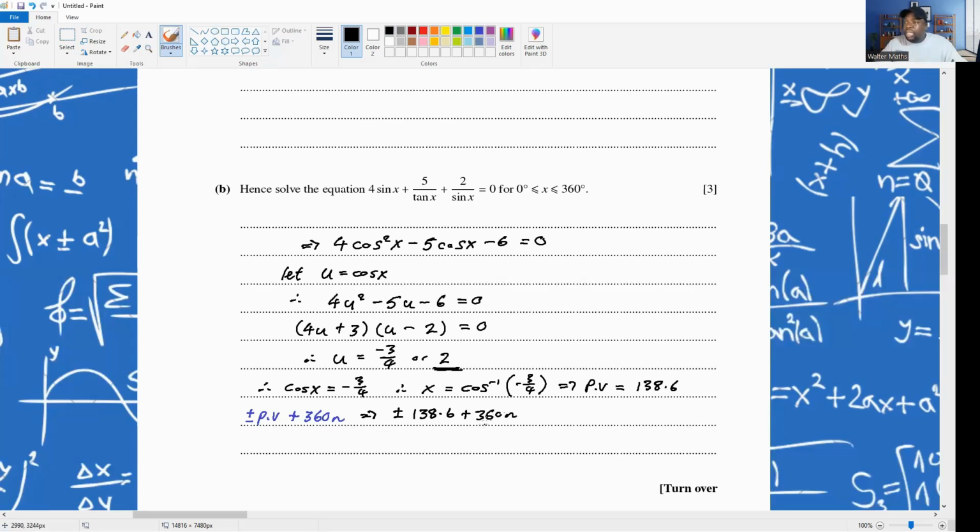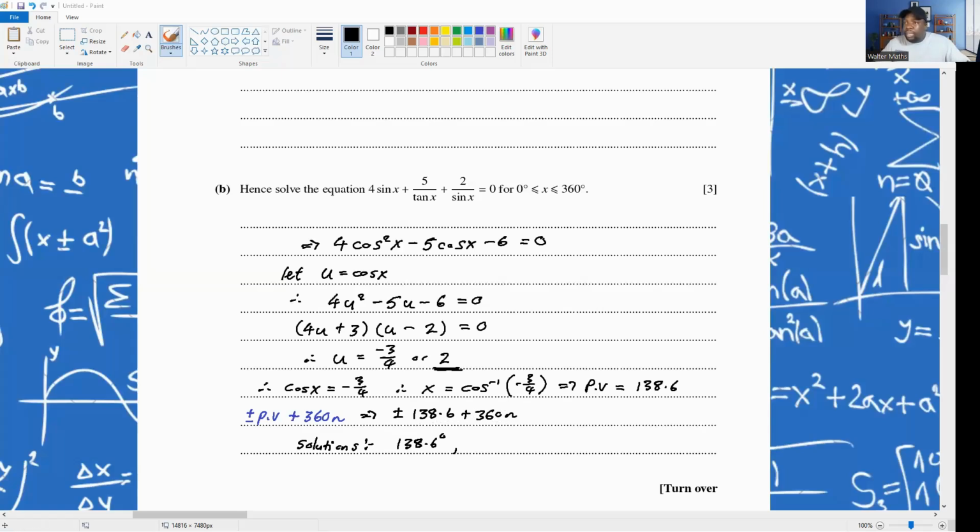All right. So n can be 0, of which when n is 0, we'll be having plus or minus 138.6. So of those two, the one which is within range will be positive 138.6. So for our solutions, we'll be having 138.6. Minus 138.6 is out of range. All right, degrees. And the next value, we'll have n to be 1. All right, so minus 138.6 plus 360 of 1.